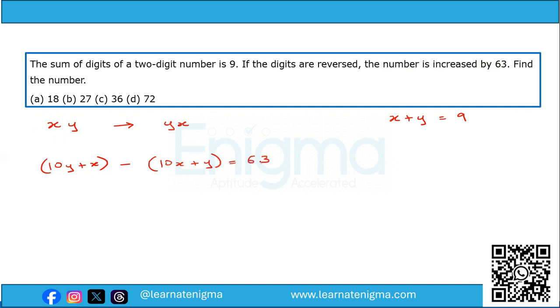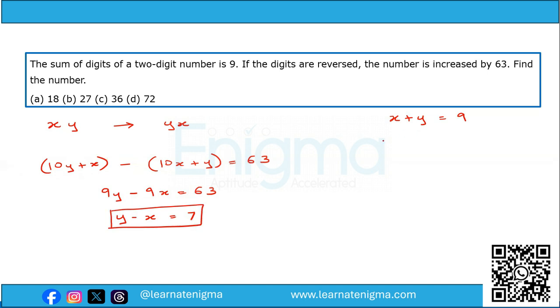to 63. Now, if we simplify this, 10y minus y, that will become 9y, x minus 10x, that will become minus 9x, is equal to 63. So, we have here 9y minus 9x is equal to 63. If we divide throughout by 9, we will have y minus x is equal to 7.